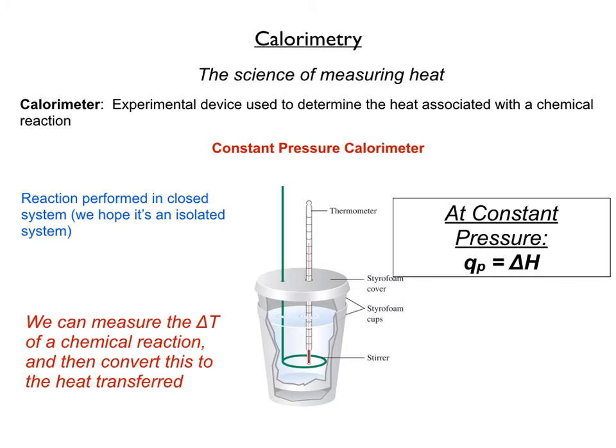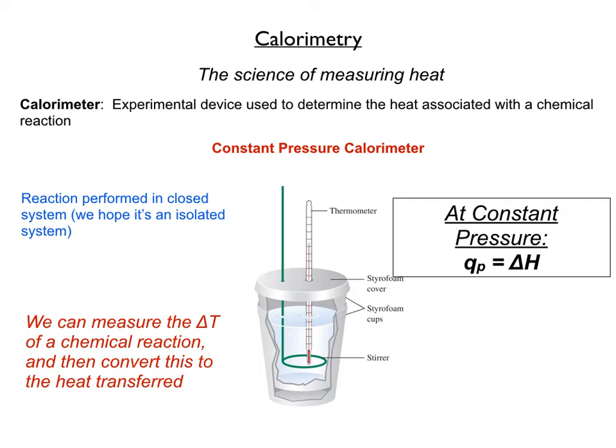So when we're dealing with calorimetry, we're measuring heat, and one of the things to keep in mind is that heat Q at constant pressure, so Q sub P, is equal to delta H. So it's equal to the change in enthalpy of your system. That's a really important piece for us to recognize. That also means that if we can measure the change in temperature going on inside of our calorimeter, we're going to be able to relate that to what delta H is and what Q is.